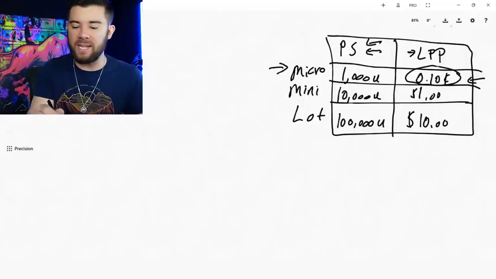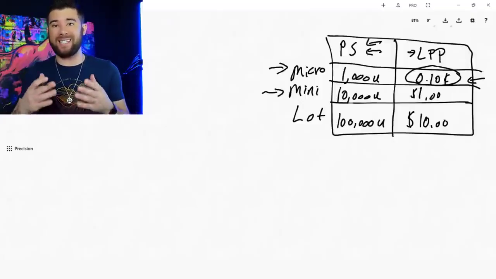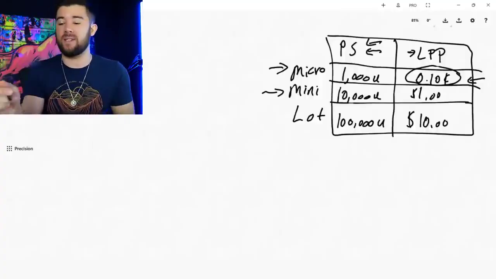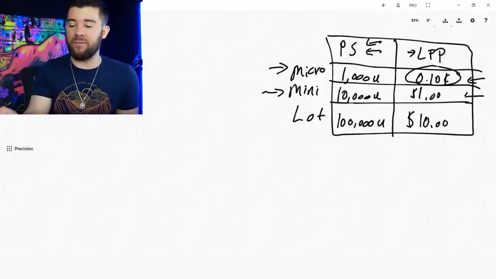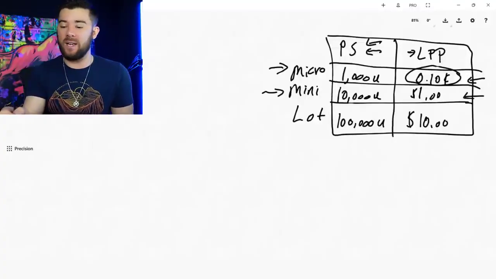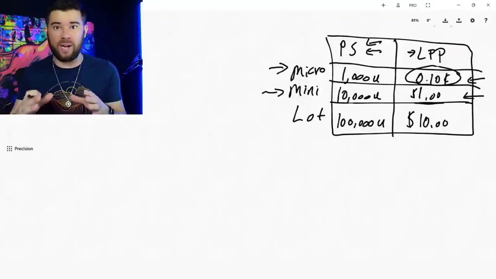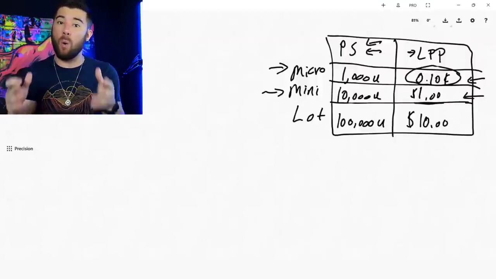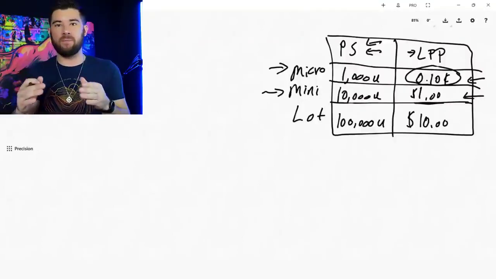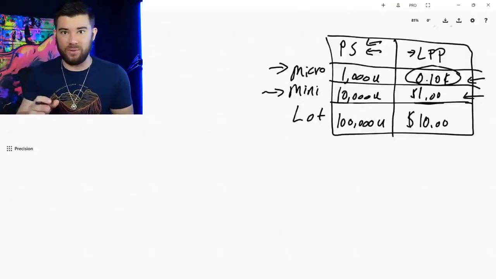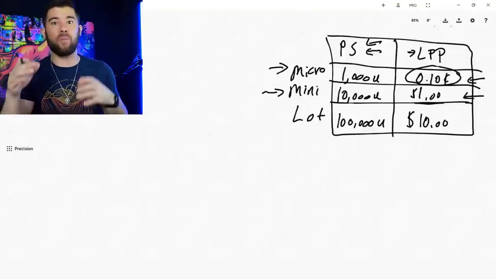Let's move on to a mini lot. A mini lot is 10,000 units of currency, so your position size is 10,000 units. When that's the case, every pip the market moves is worth $1. So if you place a trade with 10,000 units of currency or a mini lot and price moves down 1 pip, how many dollars did you lose? In most cases, that's going to be $1.